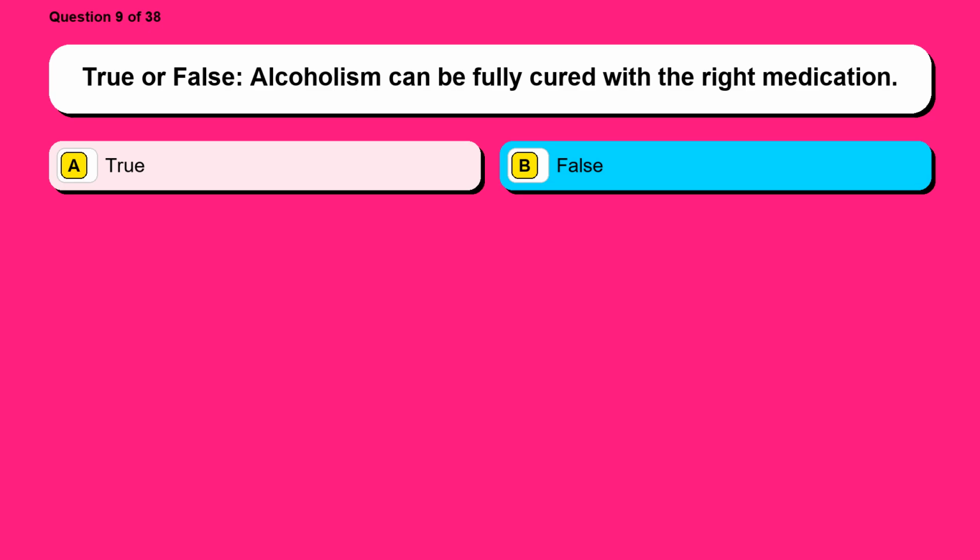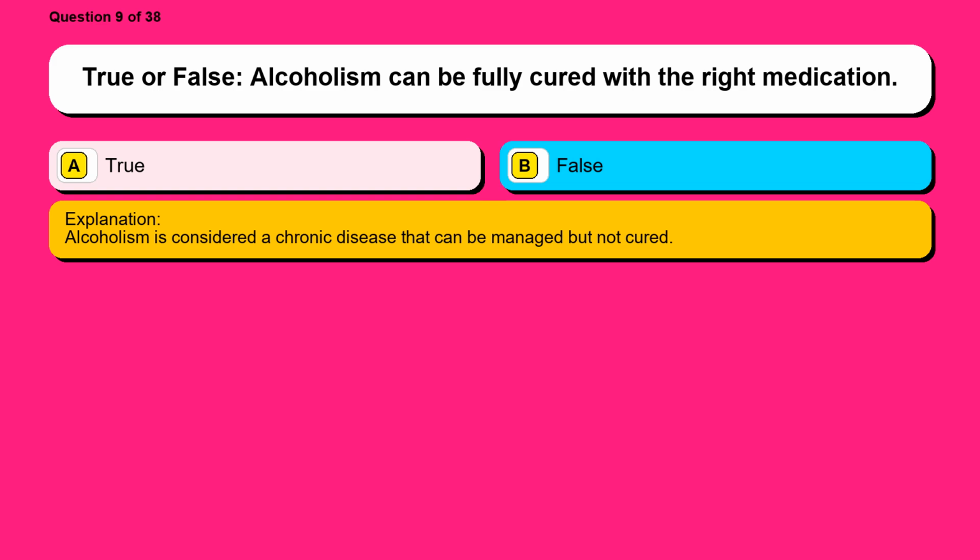The correct answer is option B. False. Alcoholism is considered a chronic disease that can be managed but not cured.